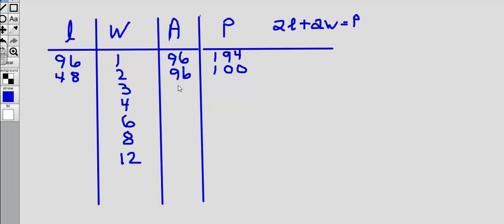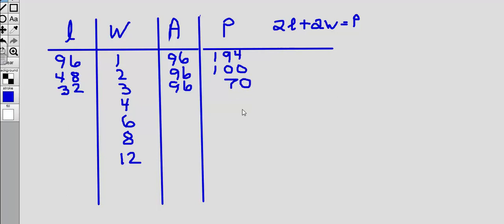All right, the next potential number that could be the width is 3. 3 happens to go into 96. It's compatible. It's a factor. If we divide 96 by 3, we would get 32. And if we apply these numbers to this formula, in other words, 2 times 32 plus 2 times 3, we will get a perimeter of 70.